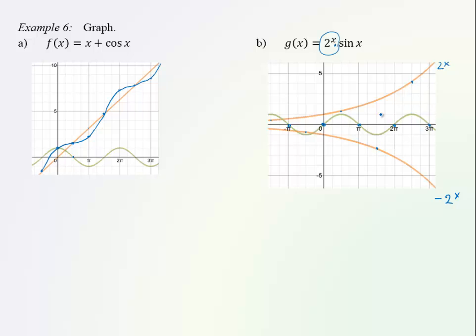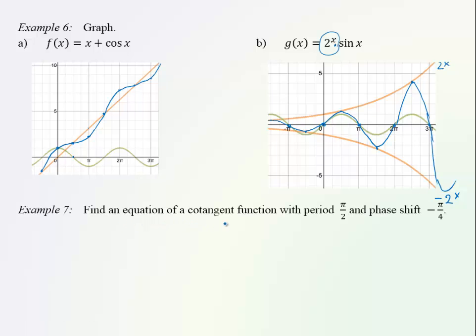And now we need to connect those points. So the graph will look somehow like this. And this is lower, higher, and a lot lower, and so on and so forth. So it oscillates between these two curves, 2 to the x and -2 to the x.